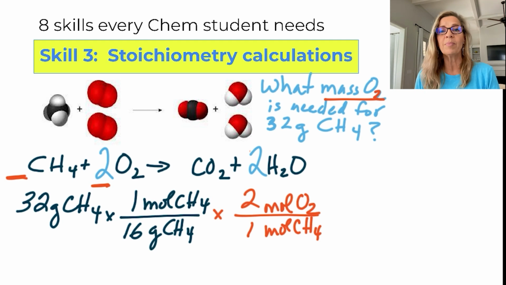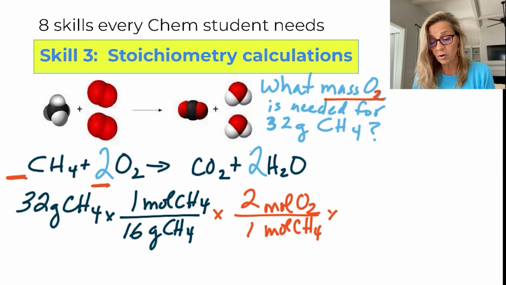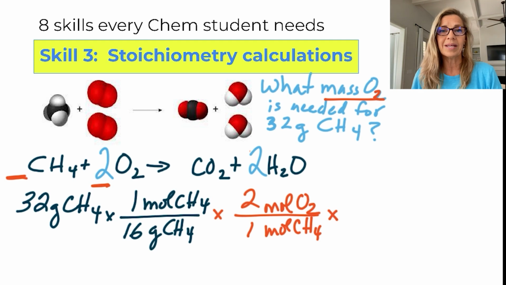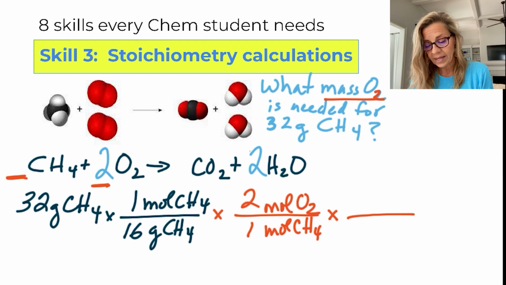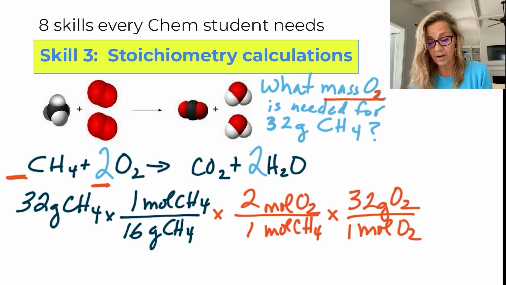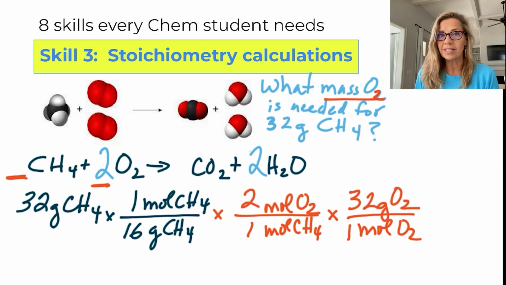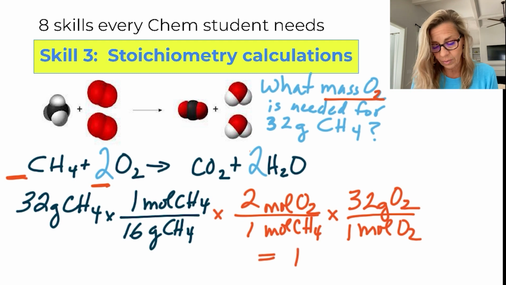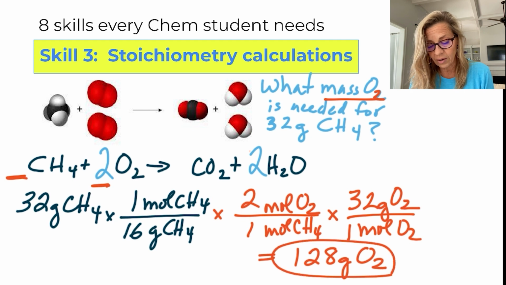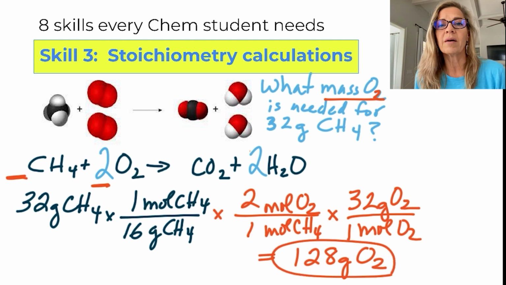All right, now we end up in moles of oxygen. We can go to grams of oxygen. We can go to liters of oxygen. We can stay in moles, wherever we want to go. So in this case, we would trade in moles of oxygen for grams, and that would be molar mass of oxygen is 32. Remember, it's diatomic. And so we would end up with, let's see, 128 grams of oxygen. And we can go anywhere with stoichiometry.